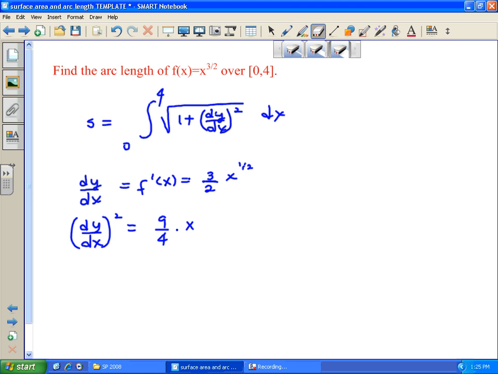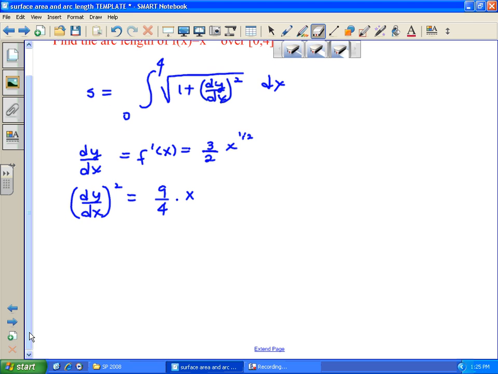Right. Okay, so I did the preliminary work. I found dy/dx squared. Now I'm going to put everything under that integral for the arc length. So s equals the integral from 0 to 4 of the square root of 1 plus what I see in the formula, dy/dx squared, the derivative squared. I'm going to enter 9/4 x.